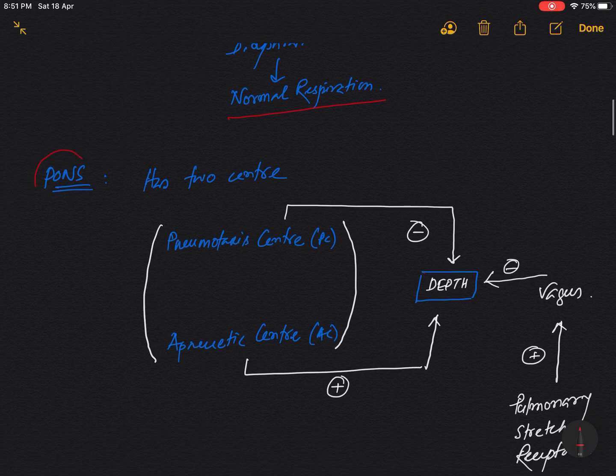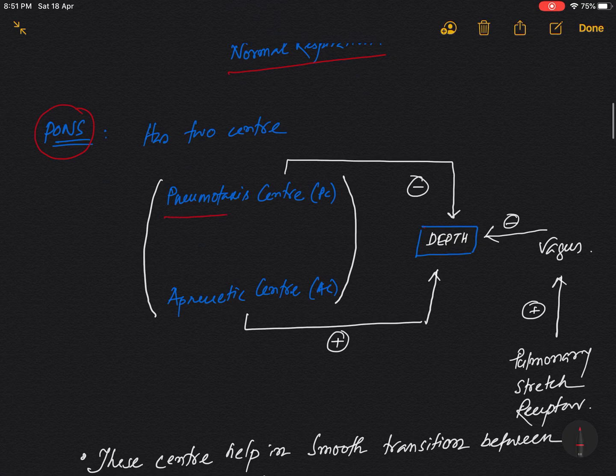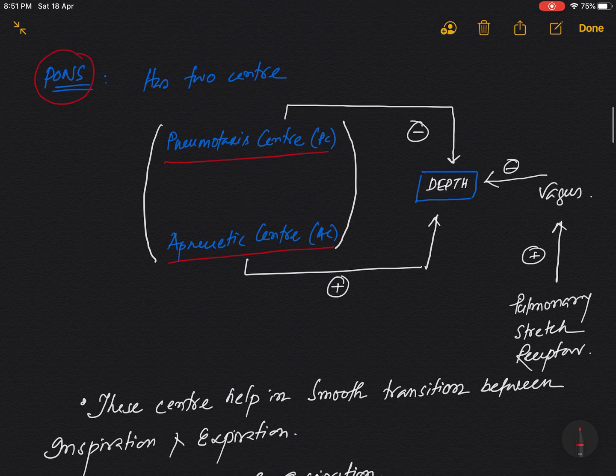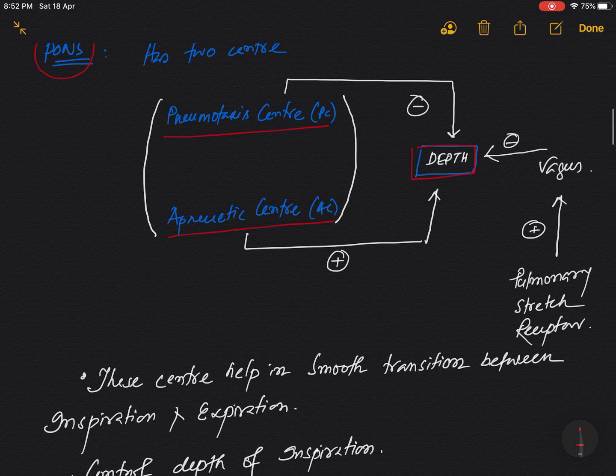Now, the pons. The second part is the pons. It has two centers. One is the pneumotaxic center, another is the apneustic center. The pneumotaxic center and apneustic center help in control of depth of our respiration. The apneustic center causes increase in depth of respiration, but the pneumotaxic center causes decrease in depth of respiration.